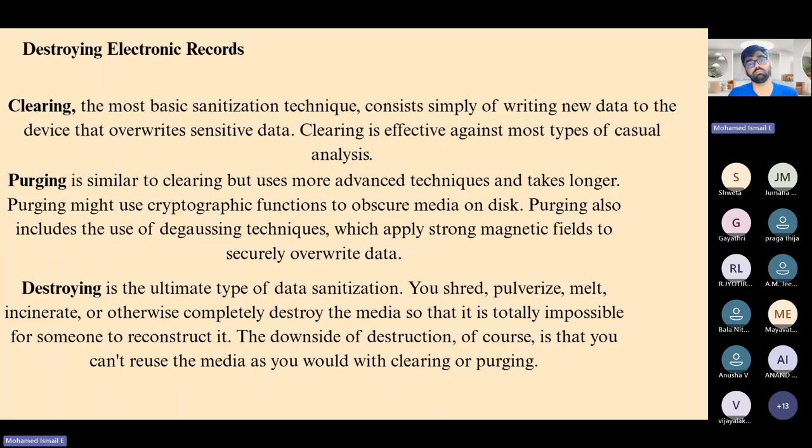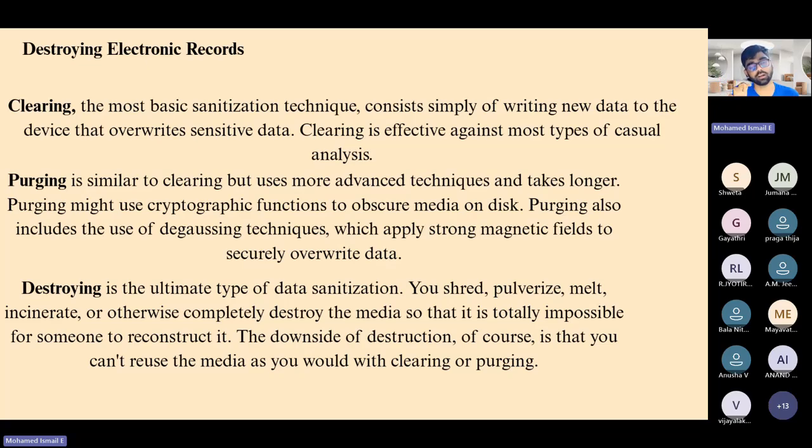They would break the hard disk, or they use chemicals to destroy the physical hard disk so that no one can use it. That way, it is impossible for someone to reconstruct it. This only happens in very highly sensitive environments like the financial sector, or if a hard disk has failed.